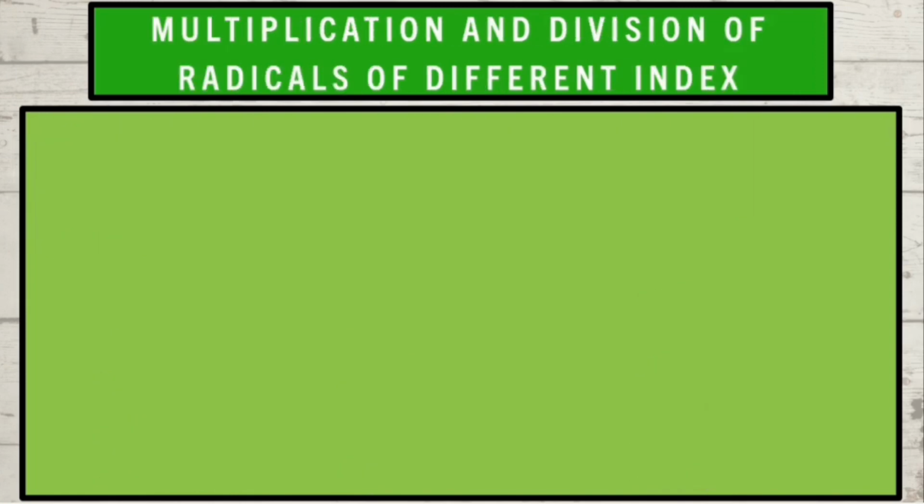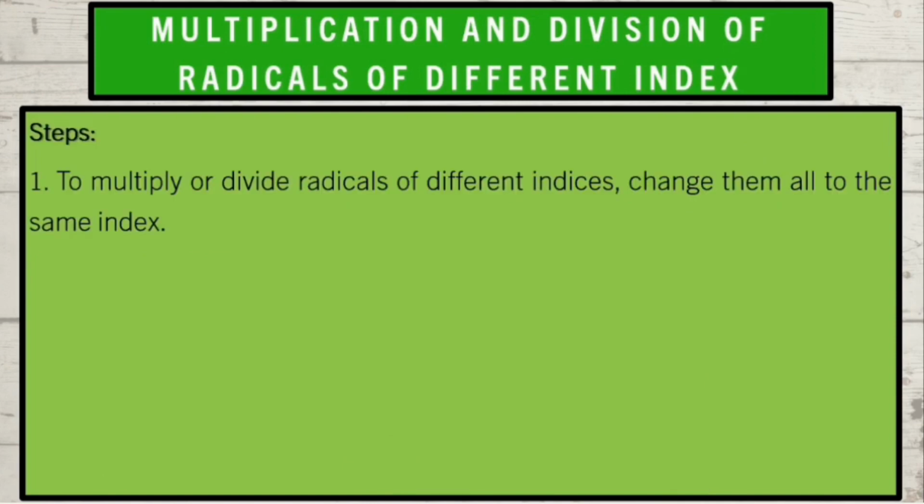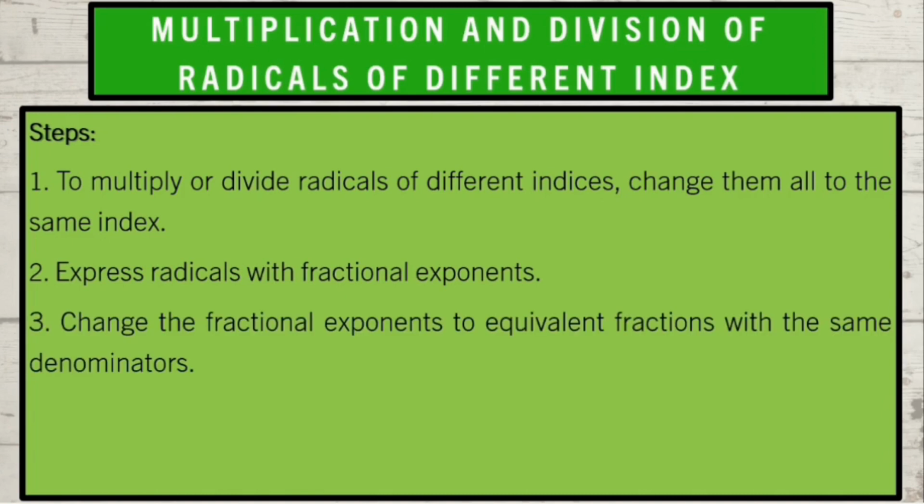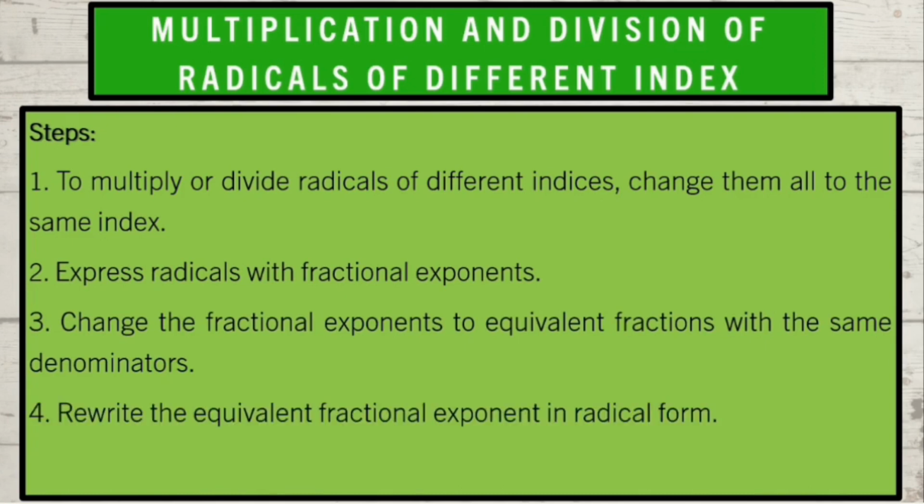Let's proceed to multiplication and division of radicals of different index. To multiply and divide radicals having different index, we have steps to follow. First step, to multiply or divide radicals of different indices, change them all to the same index. Step number 2, express radicals with fractional exponents. Step 3, change the fractional exponents to equivalent fractions with the same denominators. Step 4, rewrite the equivalent fractional exponent in radical form. And step 5, perform the indicated operations.